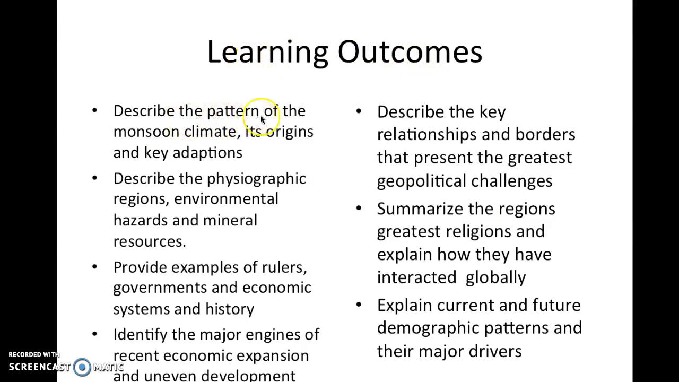Learning Outcomes. Describe the pattern of monsoon climate, its origins and key adaptations. Describe the physiographic regions, environmental hazards, and mineral resources. Provide examples of rulers, governments, and economic systems and history. Identify the major engines of recent economic expansion and uneven development.